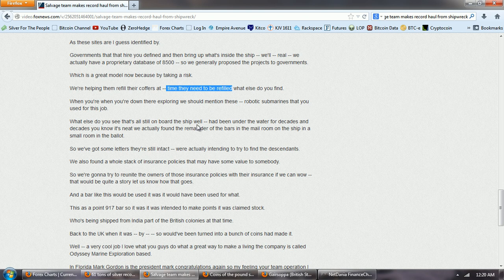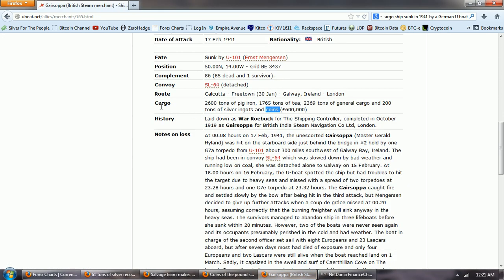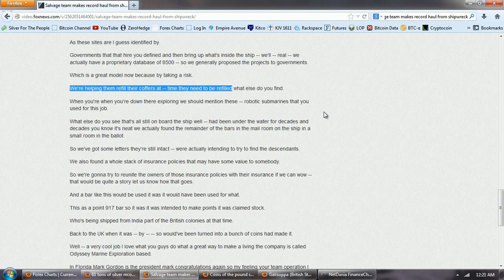So you'll have to watch the video and watch him mention that. Now that's very interesting because this find is a silver find. There's no gold on this ship. And they knew this. We know that from this Gersoppa cargo explanation. They knew what was on this ship. They had a database of 8,500 ships, and they went after the ship that had the silver, because they need to refill their coffers.